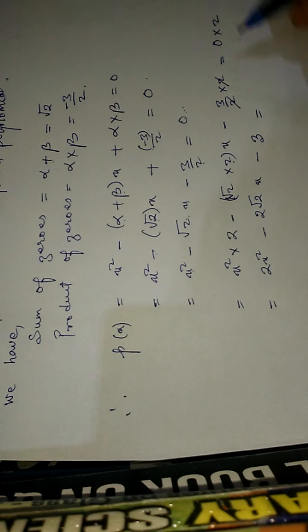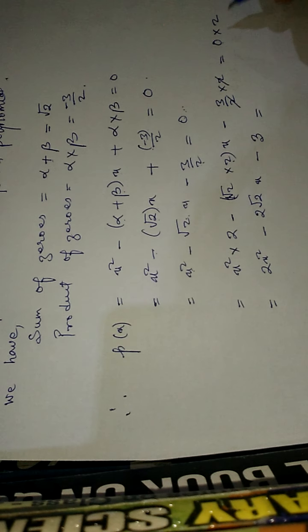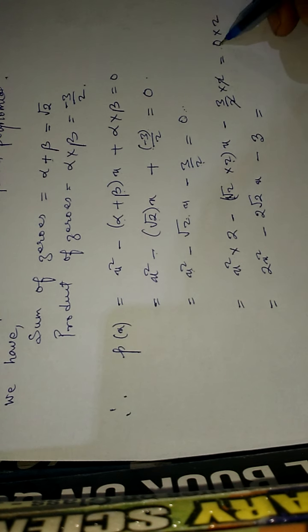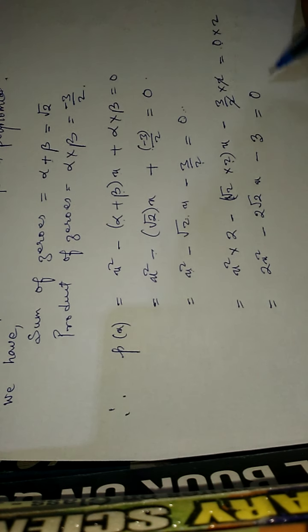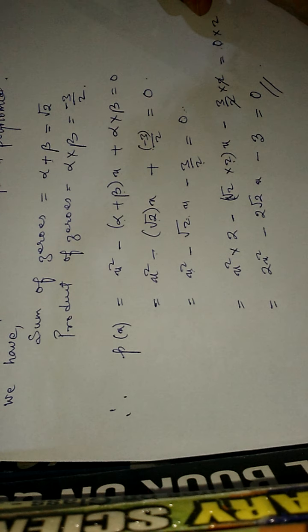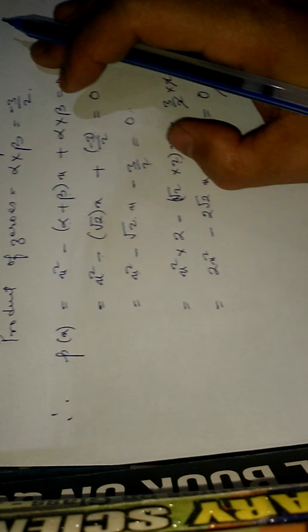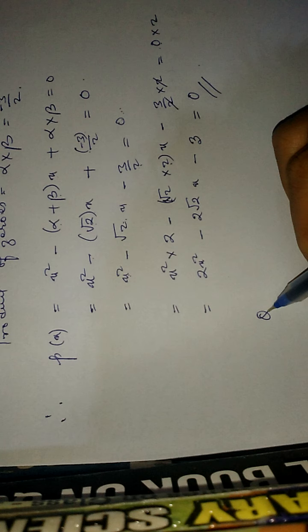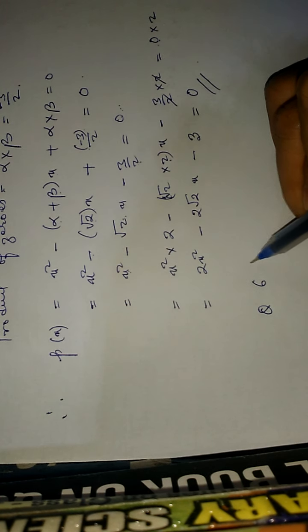Then question number 6 in the homework. Here you have to find the zeros of the quadratic polynomial and verify the relationship between the zeros and its coefficients. It means it is like question number 1.